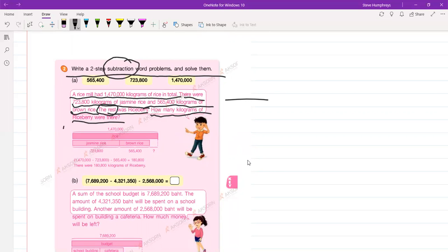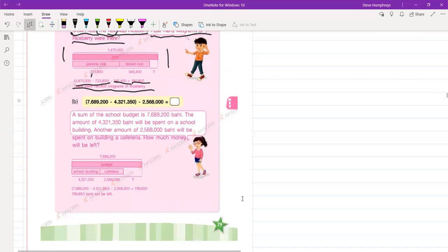Here they have a bar model to help you. Okay, this is step 1, find that answer. Subtract that from the answer to give this answer. There were 180,800 kilograms of rice berry. Okay, and the next one, part B, gives you a number sentence.